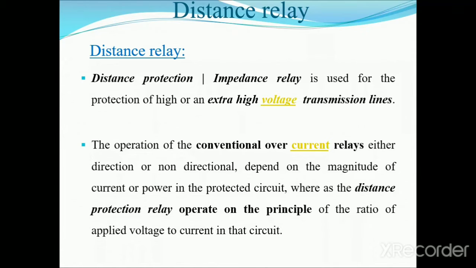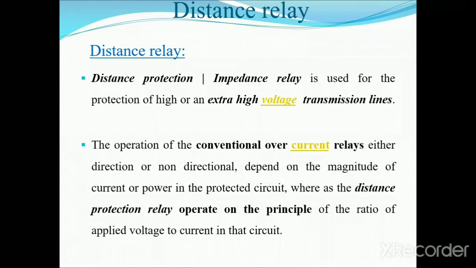The ratio of voltage to current is nothing but the impedance. What is the formula for Z? It is the ratio of V to I. V by I is the impedance. So a distance relay is also known as the impedance relay.